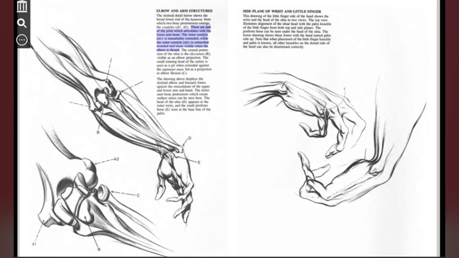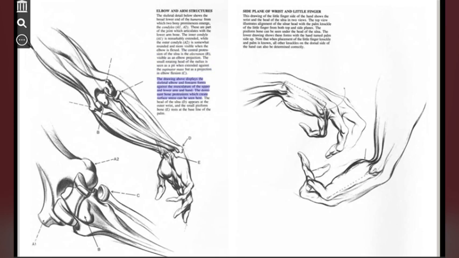elbow is flexed. The central protrusion of the ulna is the olecranon, B, visible as an elbow projection. The small rotating head of the radius is seen as a pit when extended against the supinator mass, but as a projection in elbow flexion C.